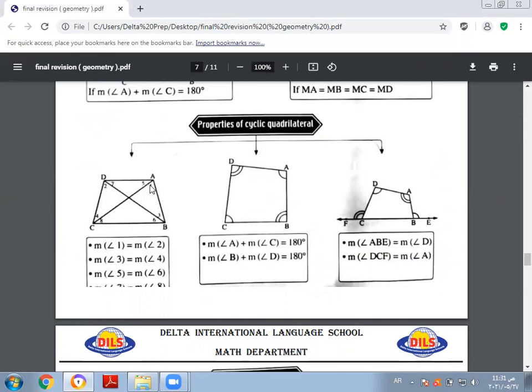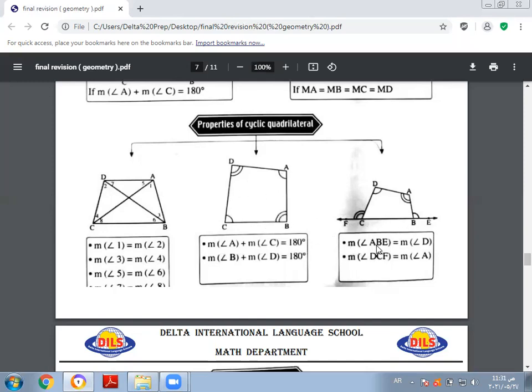There are some angles: 1, 2, 3, 4, 5, 6, 7, 8. We notice that measure angle 1 equals measure angle 2, measure angle 3 equals measure angle 4, measure angle 5 equals measure angle 6, and measure angle 7 equals measure angle 8. In this case, measure angle A plus measure angle C equals 180, and measure angle B plus measure angle D equals 180.